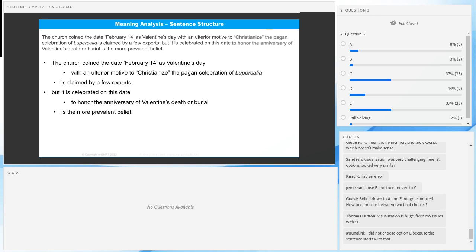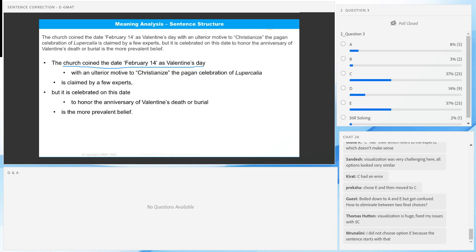All right, so let's look at this. Again, break the sentence down into its sentence structure. Very important. Where you break the sentence is governed by the pause points. That's what you learn in the master comprehension course. So let's do that. The church coined the date Feb 14th as Valentine's Day. So what does it mean? Again, you have to visualize that, and you have to visualize the first part here first. The church coined the date. So it means that the church said that Feb 14th is Valentine's Day. Okay, so you have to change the word coined into your own words.